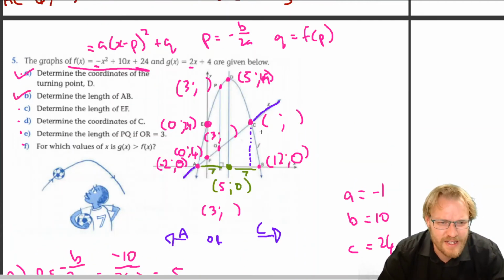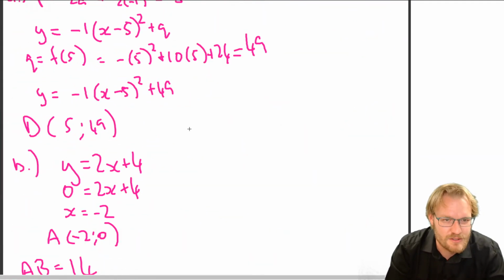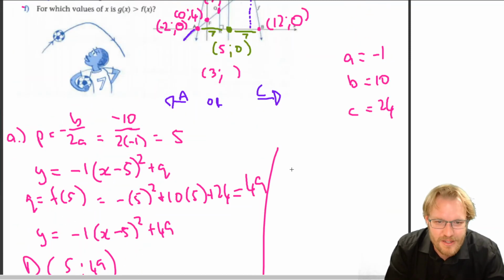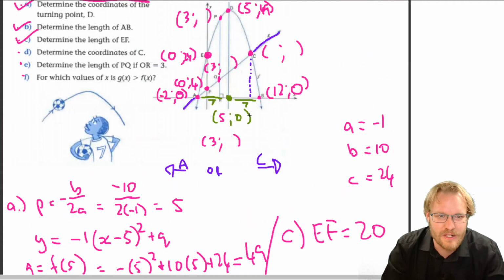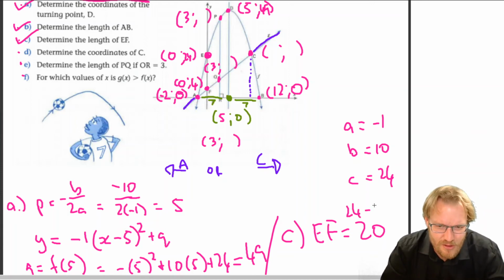Determine the length of EF. Well, we kind of did this one already. 24 minus 4 is 20. Done. Let's scribble it in here because we can always go to that side. EF equals 20. And we've shown our working in the diagram here. We've written 24 and 4, so it's clear where we got that 20 from. Now you could write 24 minus 4 over here, but we've shown it.